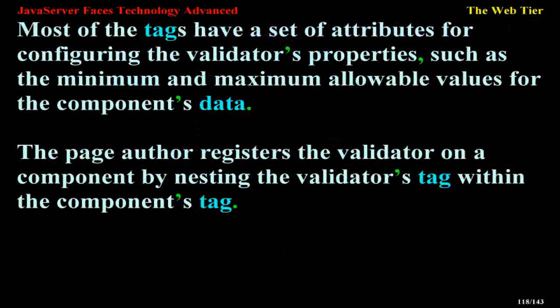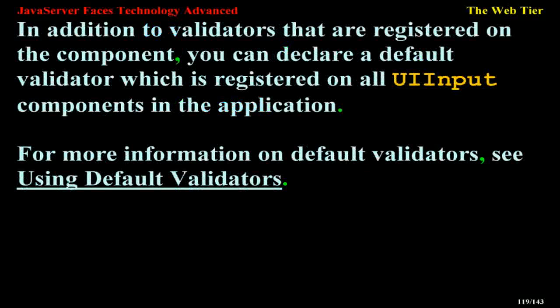Most of the tags have a set of attributes for configuring the validator's properties, such as the minimum and maximum allowable values for the component's data. The page author registers the validator on a component by nesting the validator's tag within the component's tag. In addition to validators that are registered on the component, you can declare a default validator, which is registered on all UIInput components in the application. For more information on default validators, see using default validators.